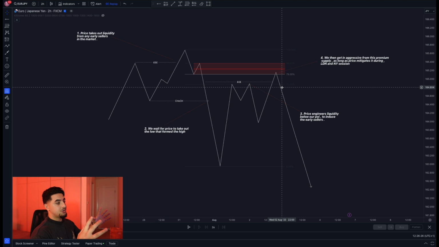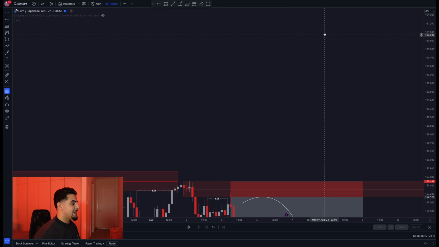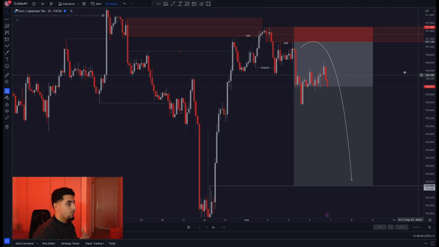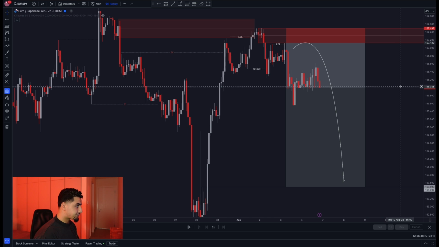Cool. So that is the entry model I use. Now let's look at live charts and live examples of trades that I've taken and am currently in. You get the point. All right, let's get into Euro Yen. So this is a trade I'm still in. I'm holding this over the weekend. Right now, for you guys that are watching today, is Saturday. So this was a trade that was taken yesterday.